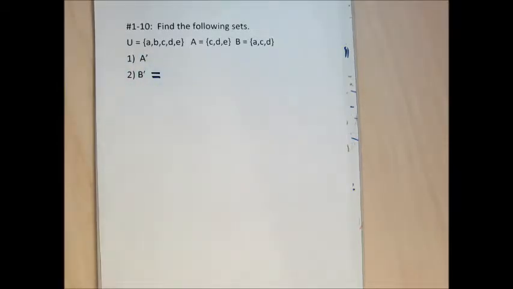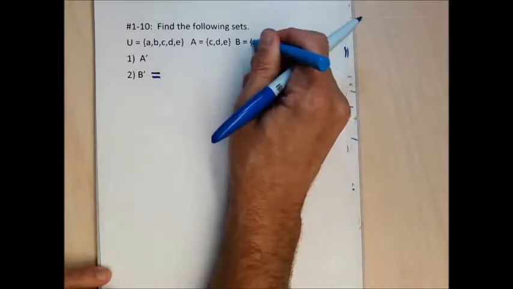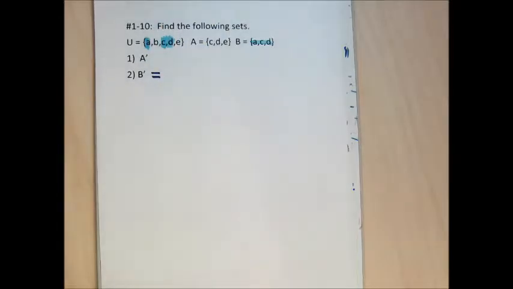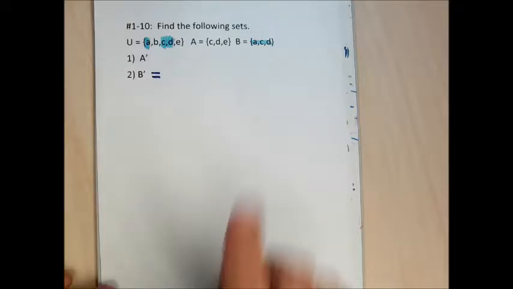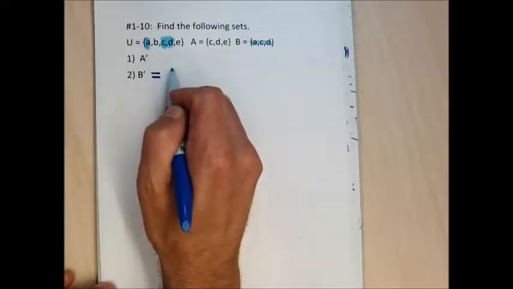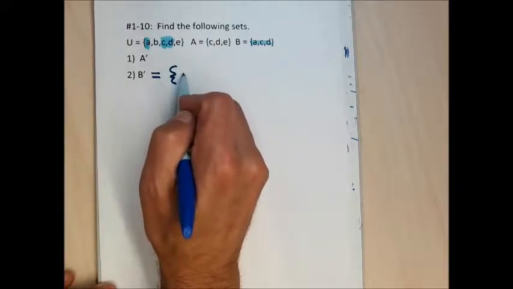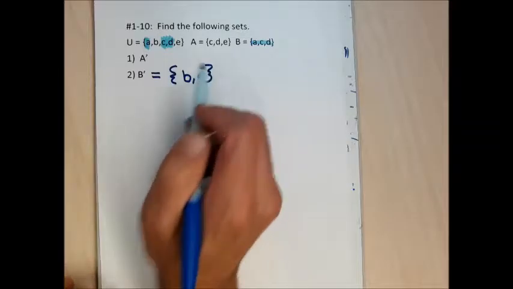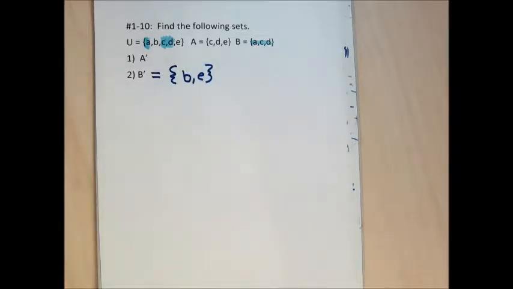So for problem 2, I need to find B complement. Well, B is set A, C, and D. To figure out what B complement is, I'm going to go to the universal set, and I'm going to cross out any of the elements that are in set B, which is A, C, and D. What's left when I cross out those 3 letters is what B complement is. My answer to question 2 is the set that contains the letters B and E. So you should be able to do number 1.